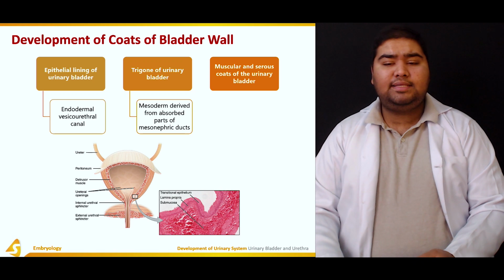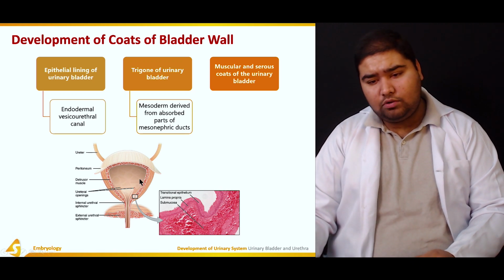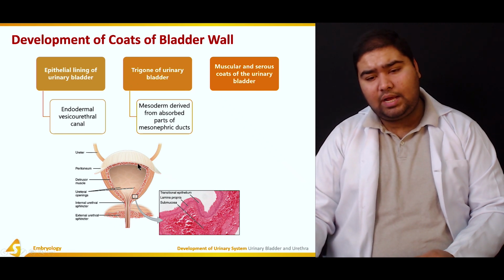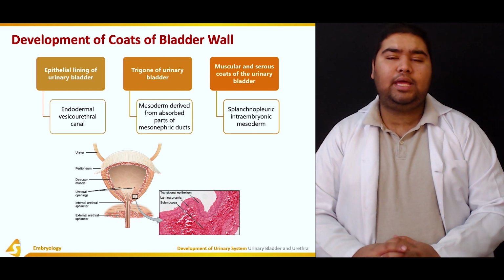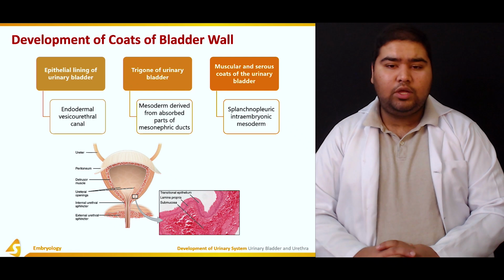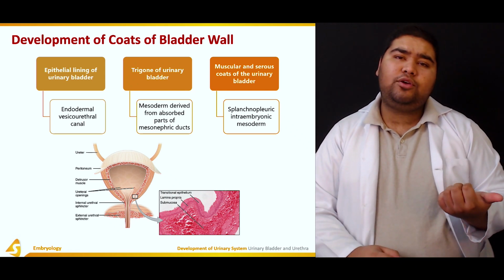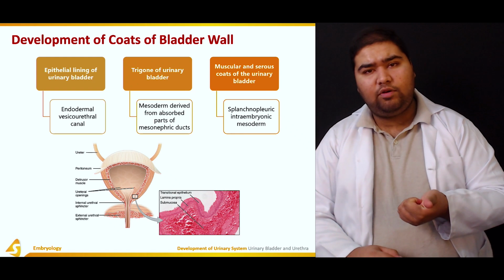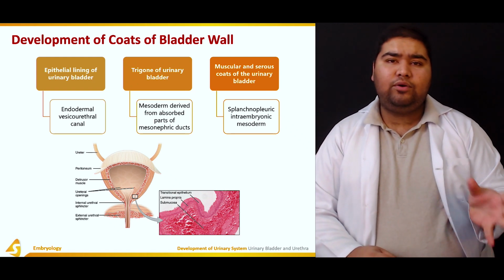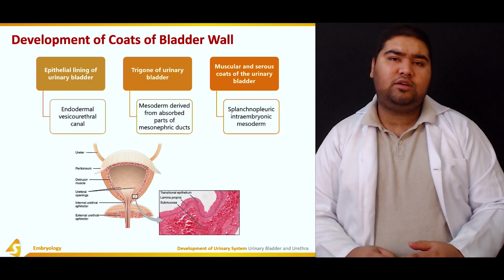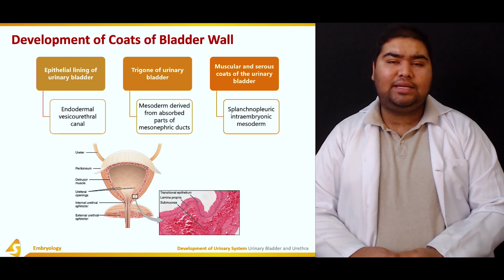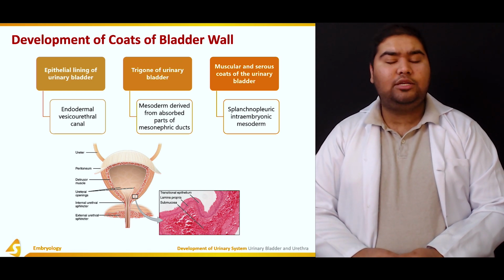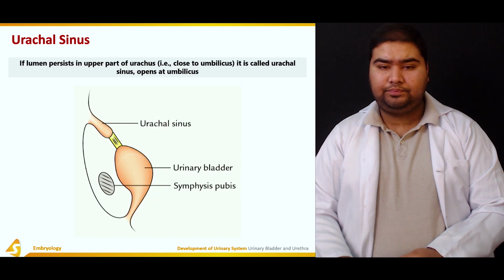The muscular and the serous coats. This is the muscular coat of the bladder, the muscle lining the bladder, and finally the serous coat, the outer lining of the bladder. They are derived from the splanchnic intraembryonic mesoderm. So the epithelium of the vesico-urethral canal forms the epithelium of the bladder. In the area of the trigone, the mesoderm is responsible for the formation of epithelium, and the muscular and the outer serous covering of the bladder is formed by the splanchnic intraembryonic mesoderm.